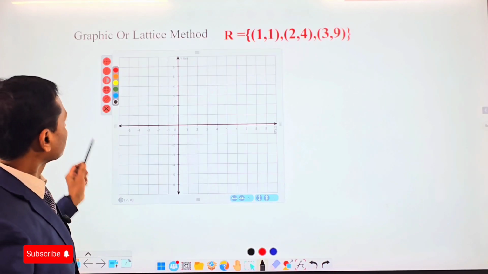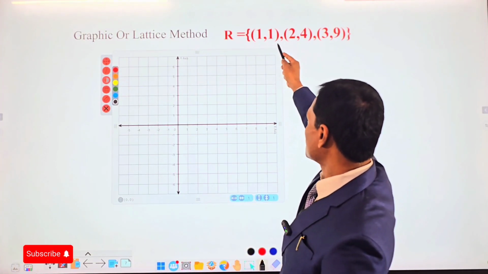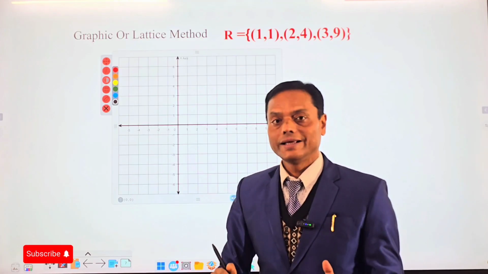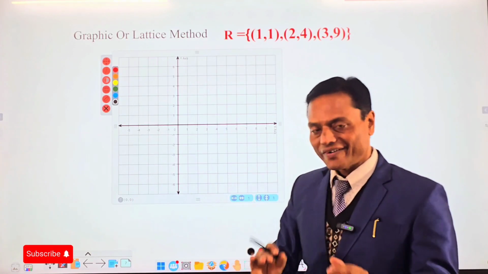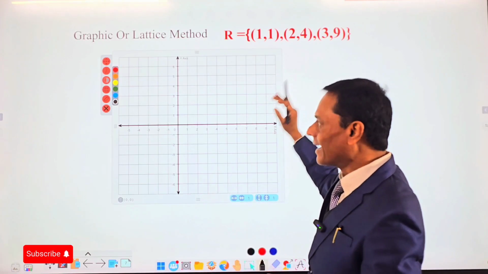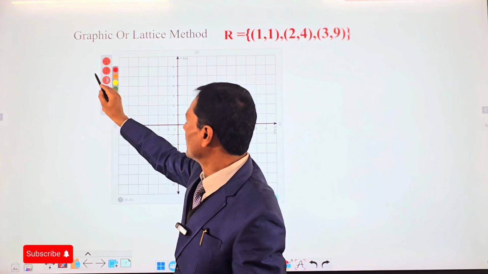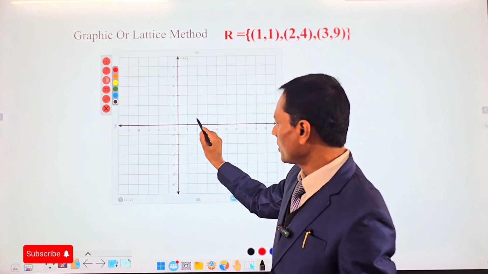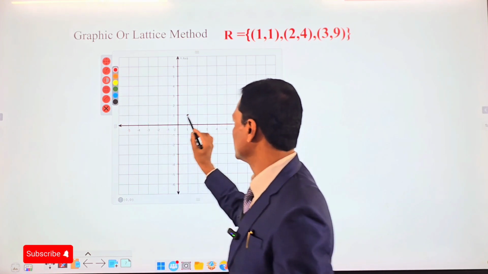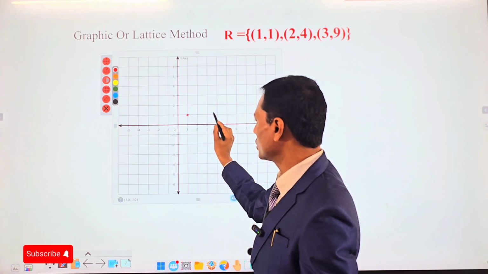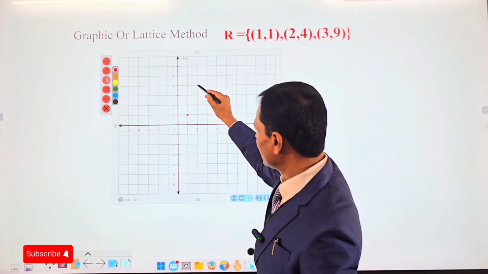The next one is the graphic or lattice method. In the graphic or lattice method we have (1, 1), (2, 4), and (3, 9). They are points, right? So we are going to find out the points where they lie. So we have a graph, you can see. Here (1, 1): you can see, of course, it lies over this point. I'm going to change the color so you can see clearly. That is (1, 1), and now the next one is (2, 4). It lies here.